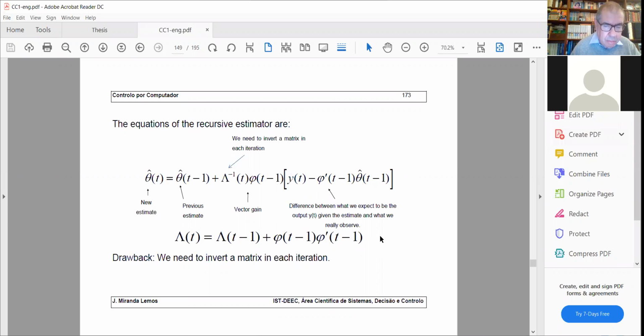So this is a nice formula. But there is one thing that is probably not so nice. Can you figure out what it is?